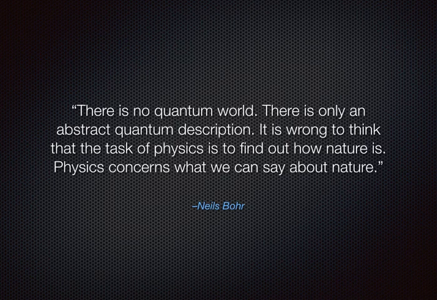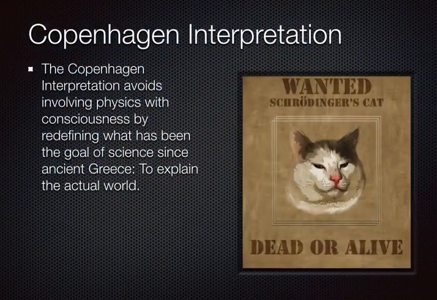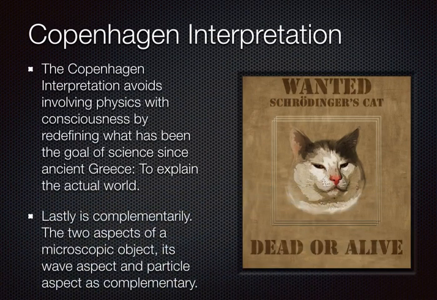He's like, look, all we're trying to do in physics is explain what we can say about nature. We're not trying to explain how nature is, which drove Einstein mad. The Copenhagen interpretation avoids involving physics with consciousness by redefining what has been the goal of science since ancient Greece, to explain the actual world. And the last is complementarity. The 2 aspects of a microscopic object, its wave aspect and particle aspect, are complementary.